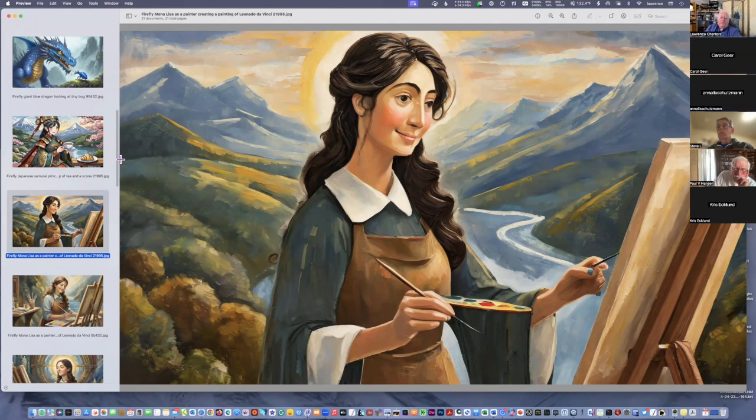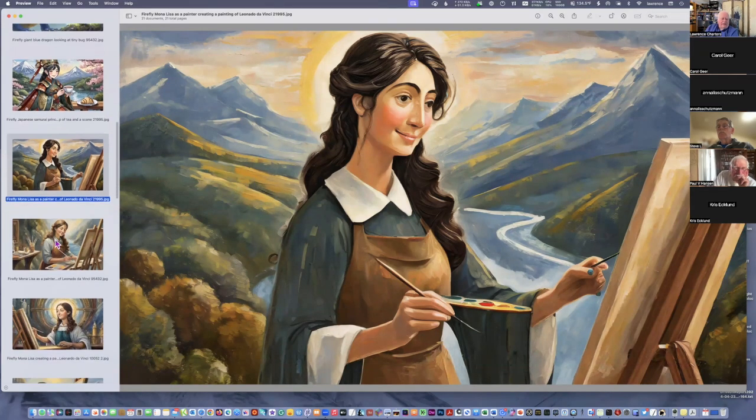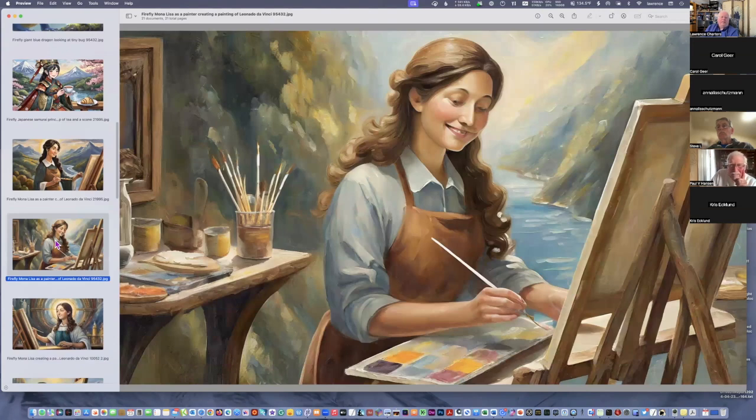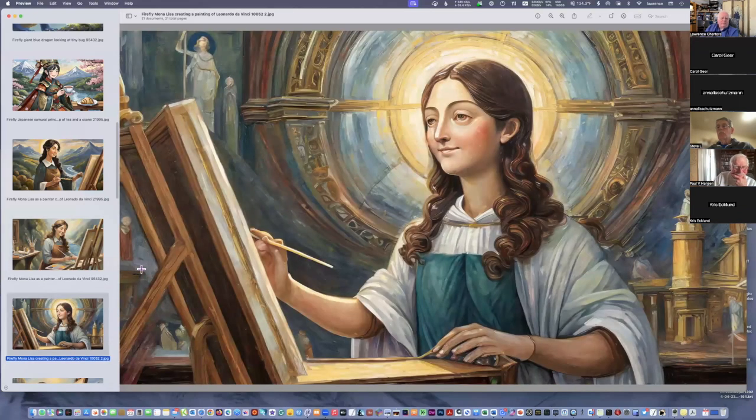Not quite sure about the mountains because there aren't mountains around there. And I tried it again. Mona Lisa as a painter creating a painting of Leonardo da Vinci. This one I kind of like because it's not a bad painting. You can't see what she's doing. This one, it got a little bit too creative. It made Mona Lisa look sort of like a Madonna, which is not quite what Mona Lisa was supposed to be looking like.